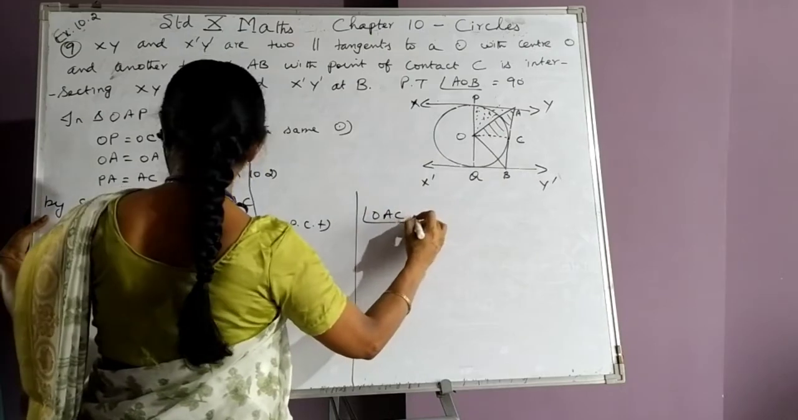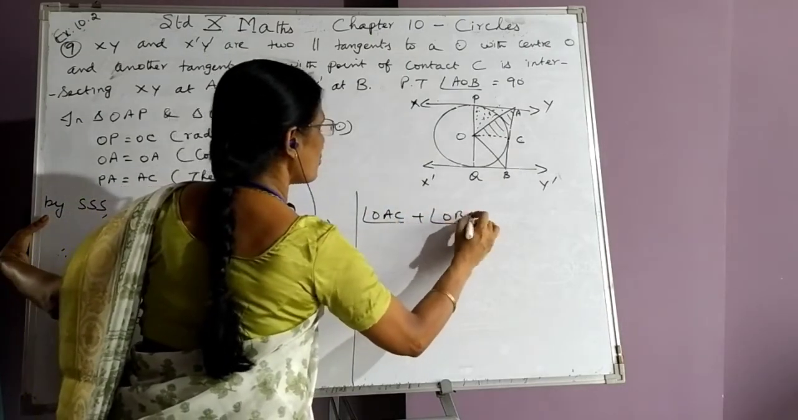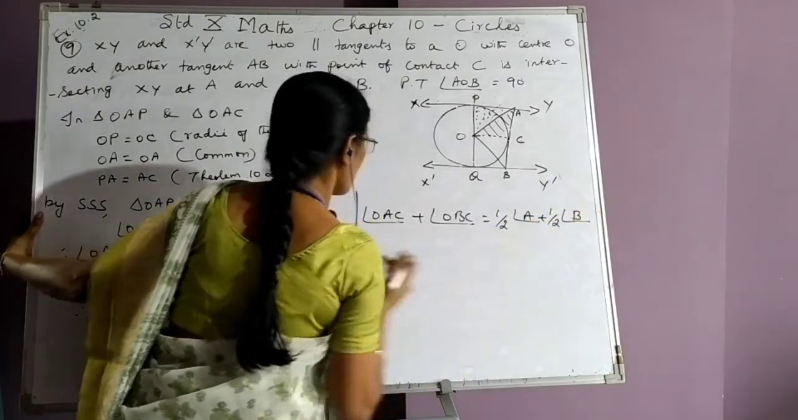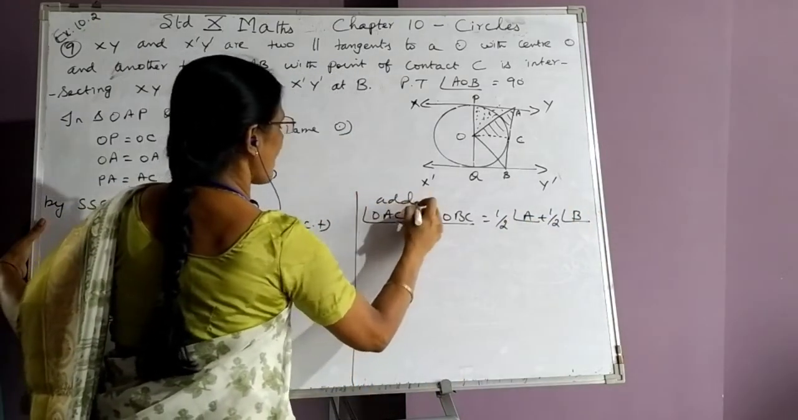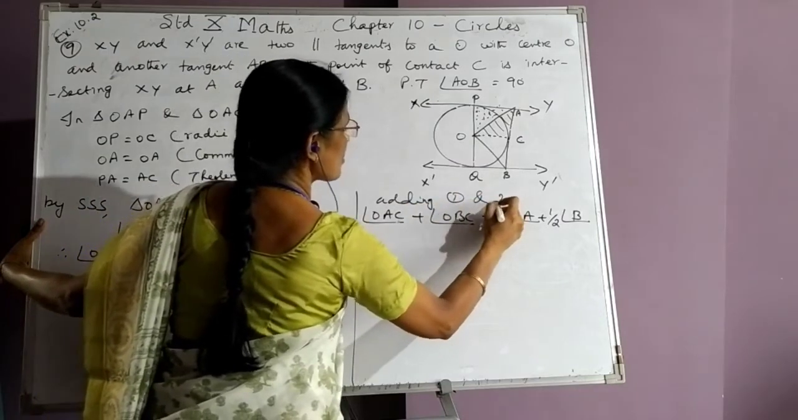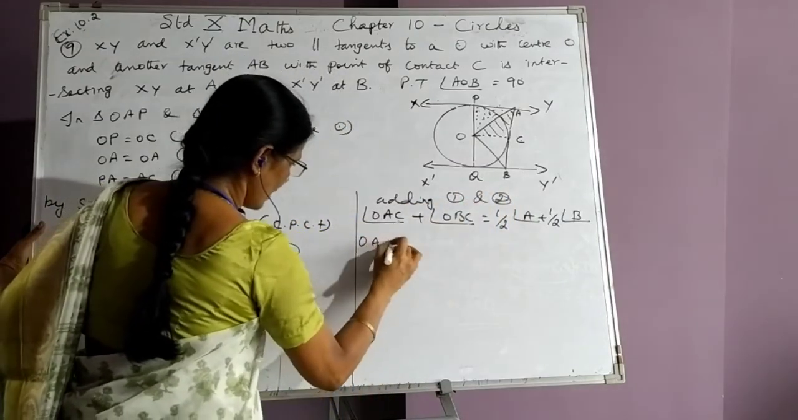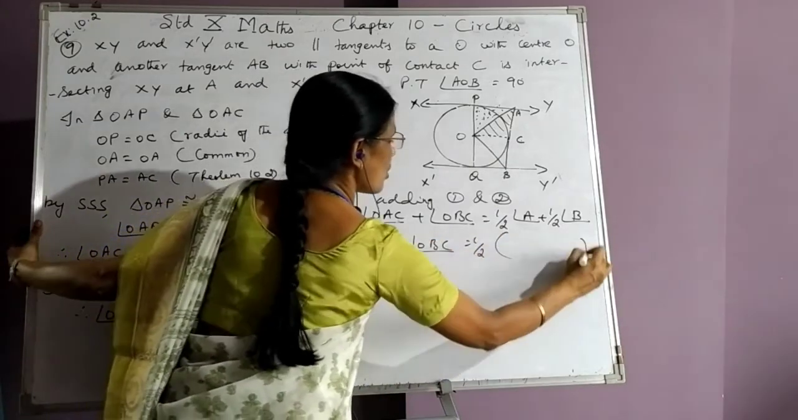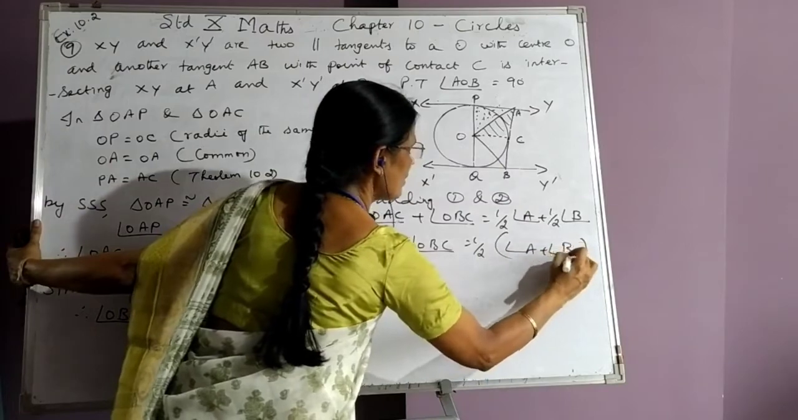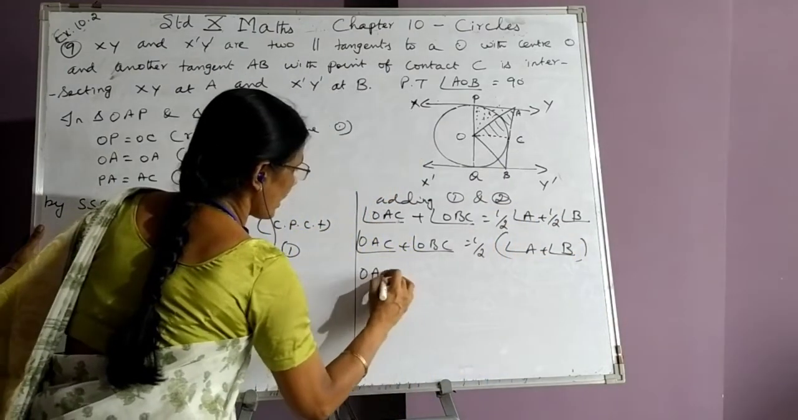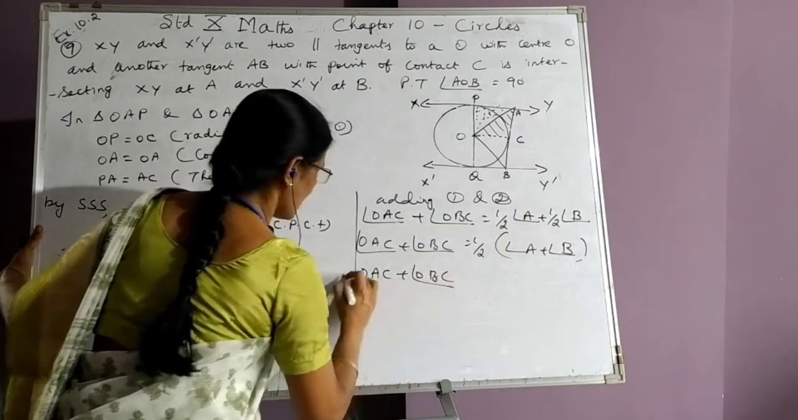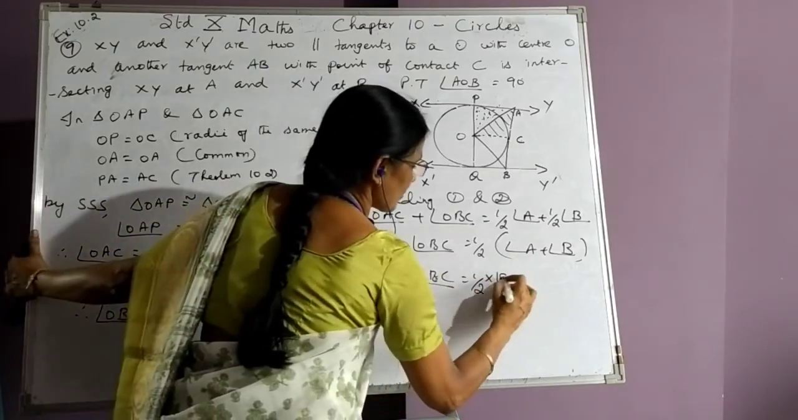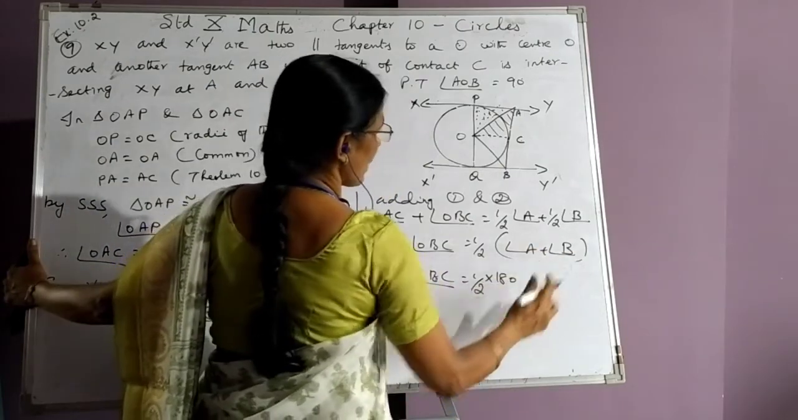Angle OAC plus angle OBC is equal to half of angle A plus half of angle B. How did we get this? Adding results 1 and 2. So, OAC plus OBC is equal to half of angle A plus angle B. So, OAC plus angle OBC is half of 180. How does this become 180, A plus B?